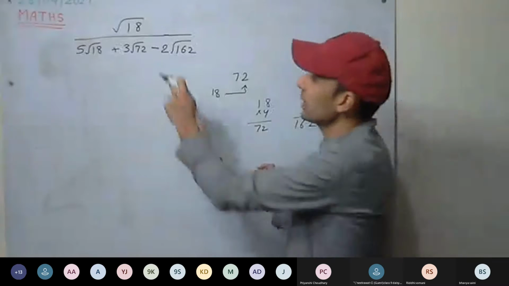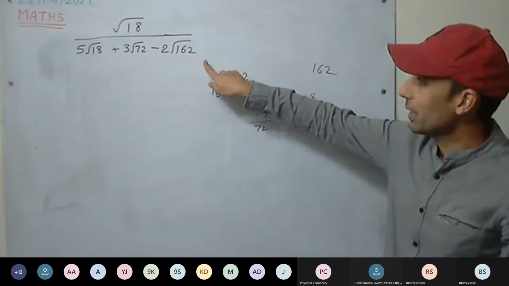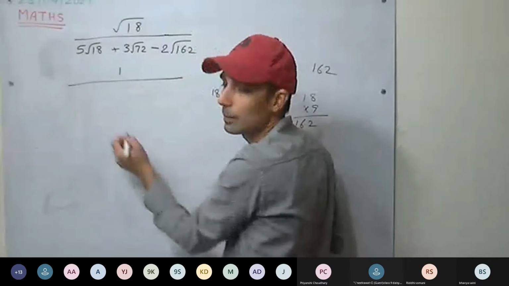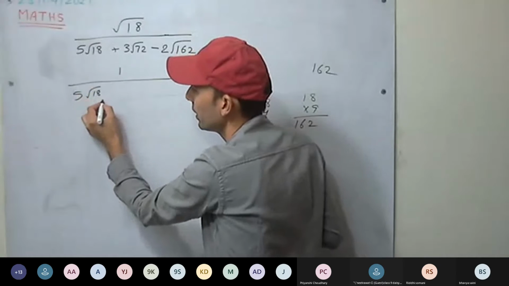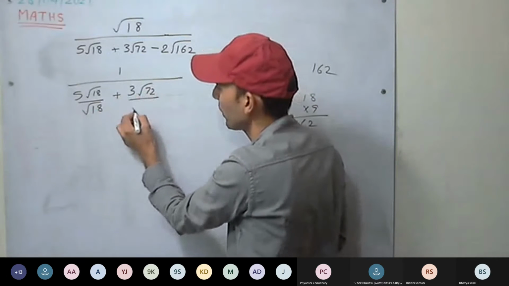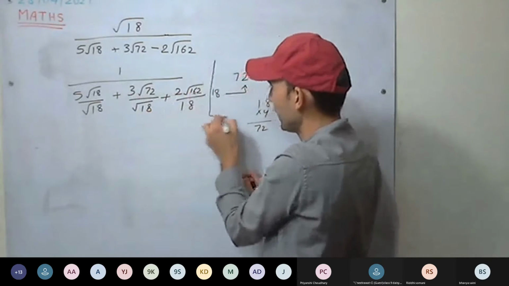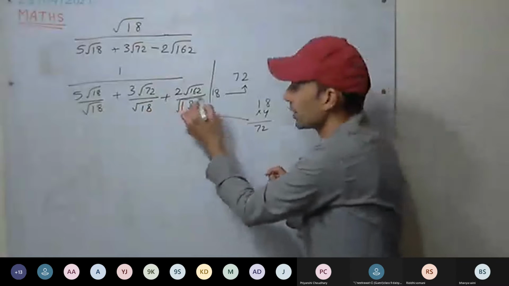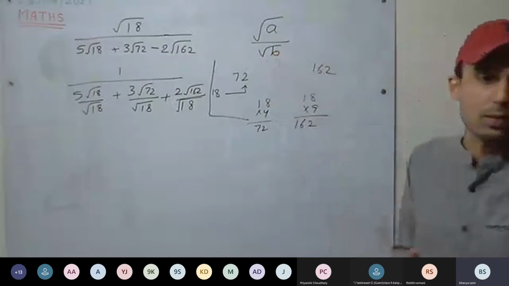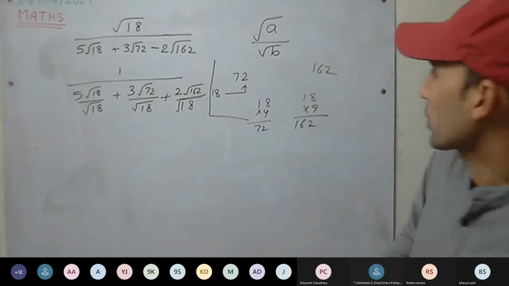So what can we do? We can divide the numerator and denominator by root 18. So the numerator will be 1. 5 root 18 divided by root 18, plus 3 root 72 divided by root 18, plus 2 root 162 divided by root 18. And we already know the 2 is in minus, so it is minus.